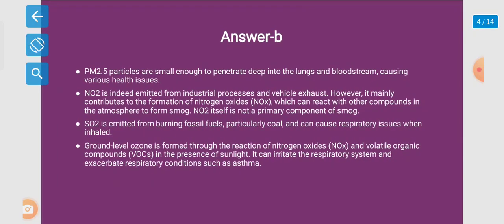So first statement, particulate matter 2.5 particles are small enough to penetrate deep into the lungs and bloodstream, and this causes various pulmonary diseases and other health issues as well.